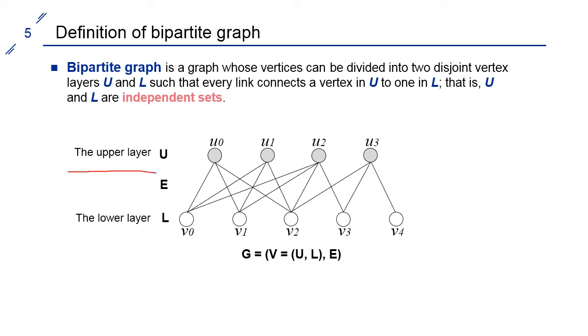We can see the example graph as follows. It contains two different vertex layers, the upper layer U and the lower layer L, and the edges only exist between the two vertex layers.